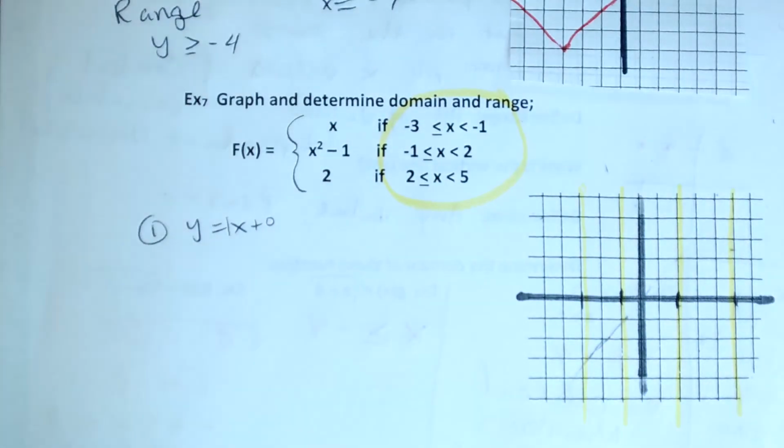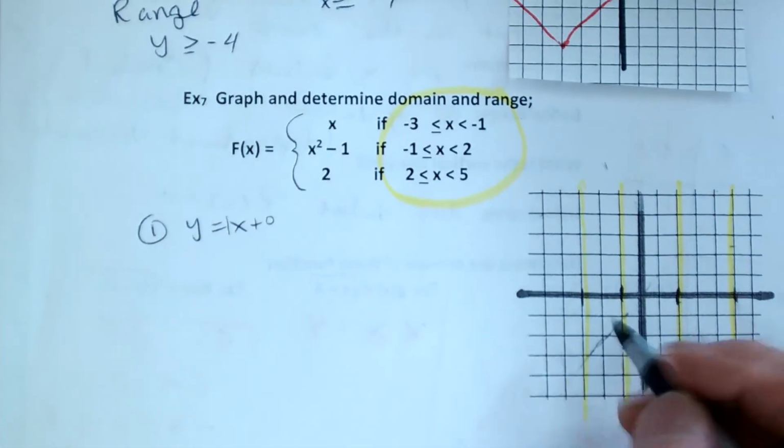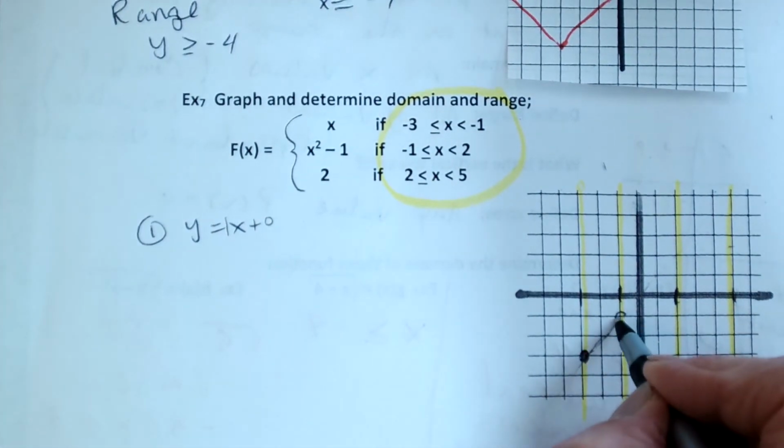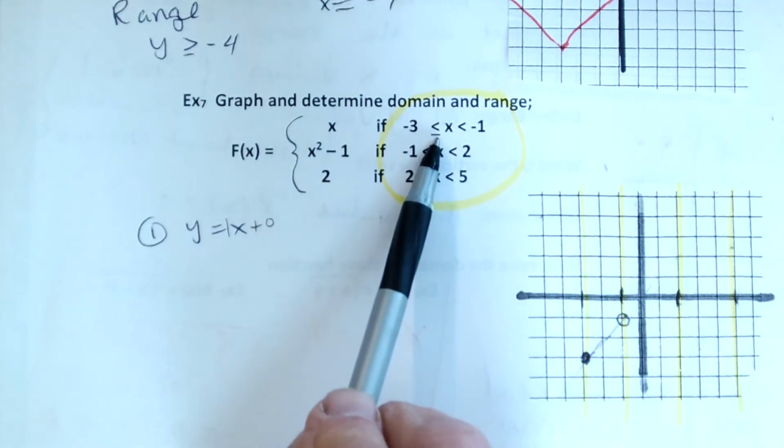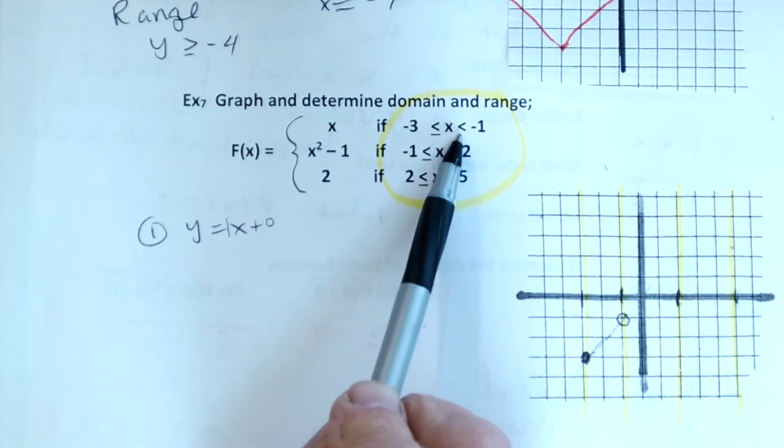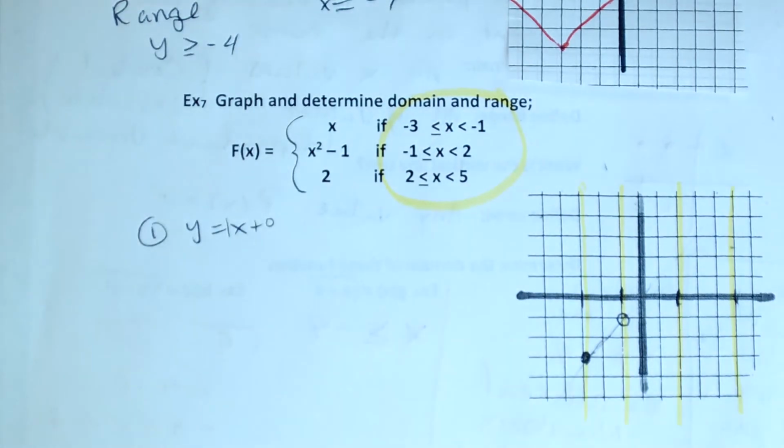I want to make sure that I put a solid dot here and an open dot here. Solid dot because it equals it at -3. Open dot at -1, okay? How am I doing? Am I going too fast? Okay.